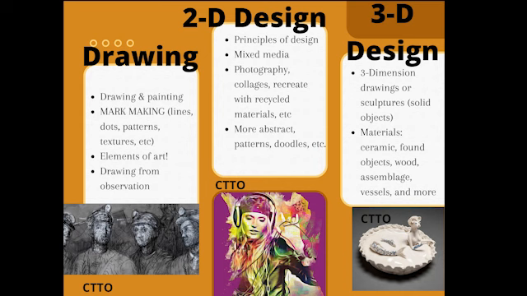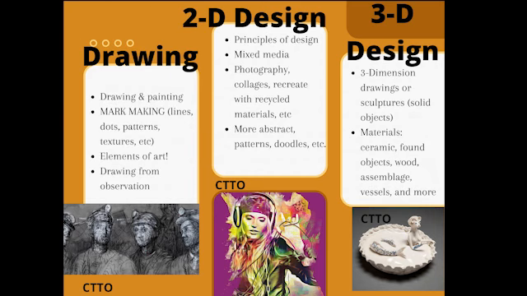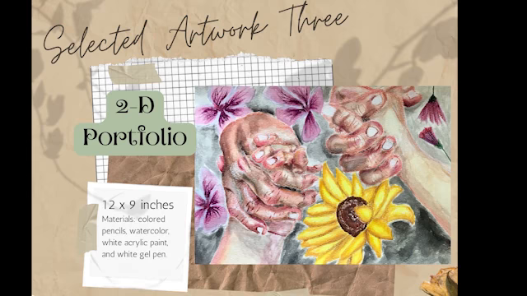The 3D portfolio can be executed through 3D drawings or sculptures as it requires height, width, and depth within your solid objects. Some examples of materials for making solid objects are ceramics, found items, wood, assemblage, vessels, and more.